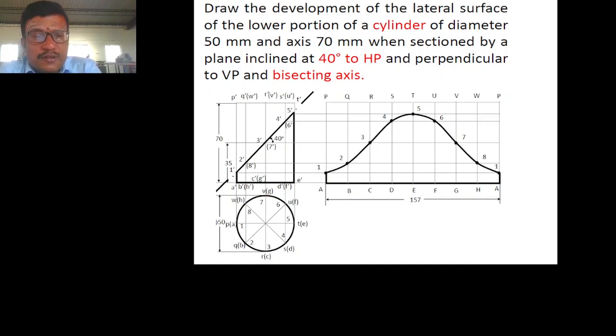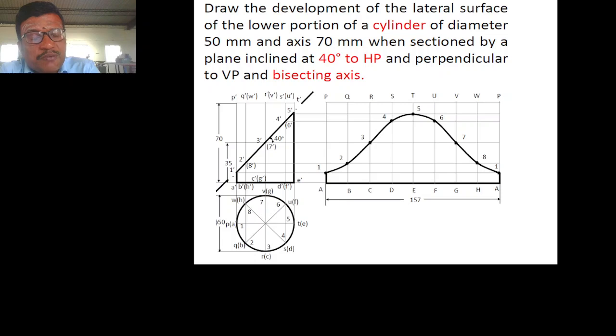So first, draw the front view above the XY axis, which will be a rectangle, and the top view at the bottom, which will be a circle. So divide this circle into 8 equal parts. Name it as A, B, C, D, E, and so on, and at the top P, Q, R, S, T, U, V, W. So now similarly draw the front view. The front view bottom surface will have A dash, B dash, C dash, and at the top P, Q, R, S, T up to W.